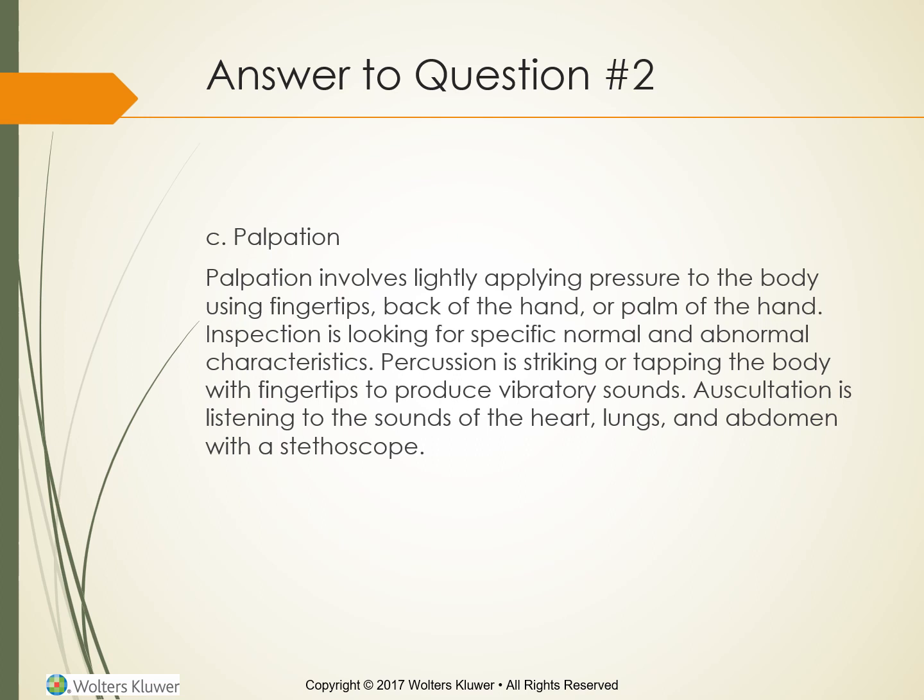Inspection is looking for specific normal and abnormal characteristics. Percussion is striking or tapping the body with fingertips to produce vibratory sounds. And auscultation is listening to the sound of the heart, lungs, and abdomen with a stethoscope.